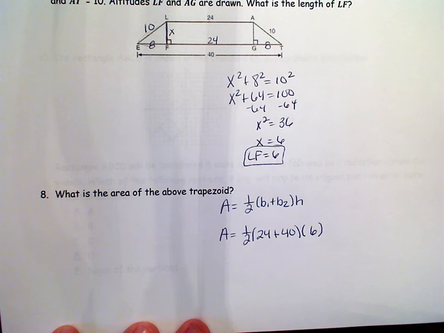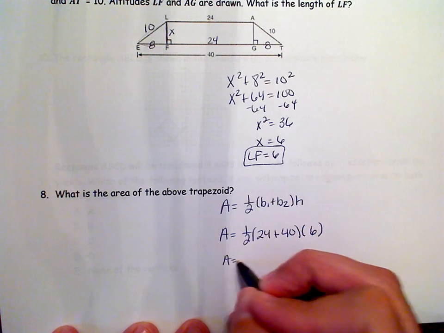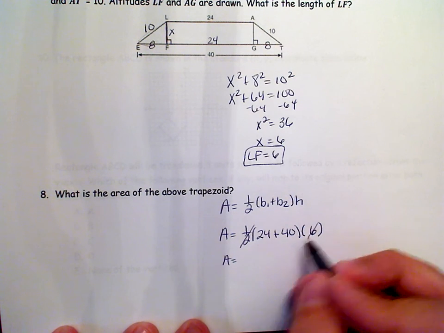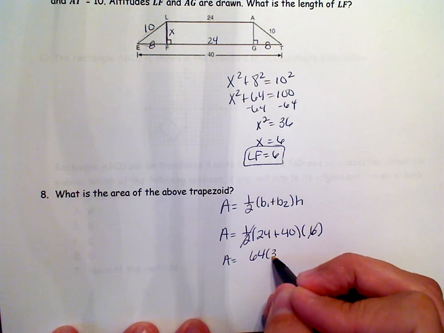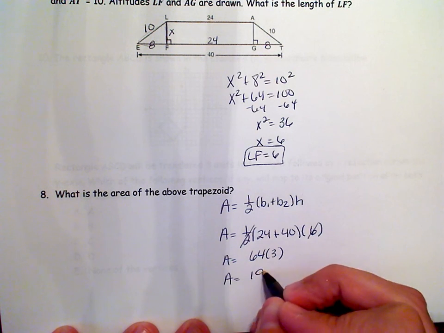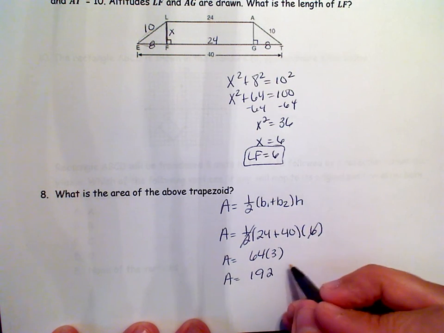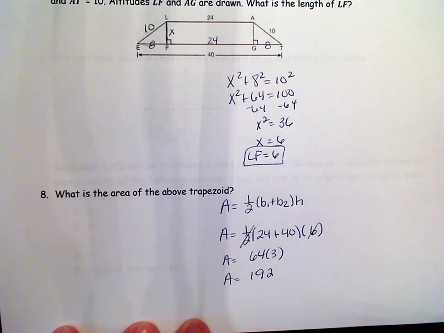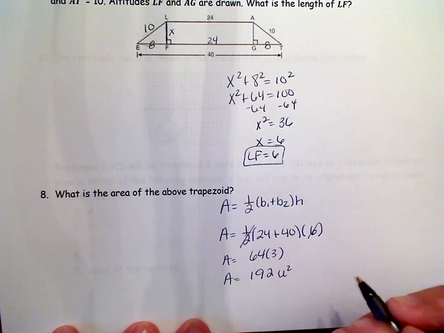So 24 plus 40 is 64. We can say half of 6 is 3, so that's 64 times 3, which is 192. So the area is 192, let's say, square units.